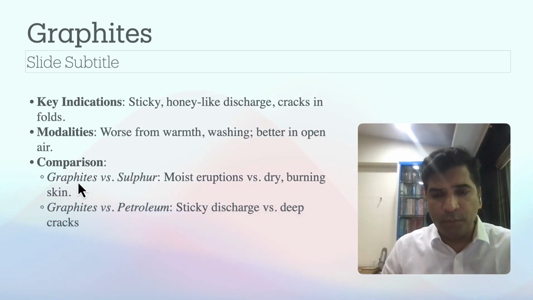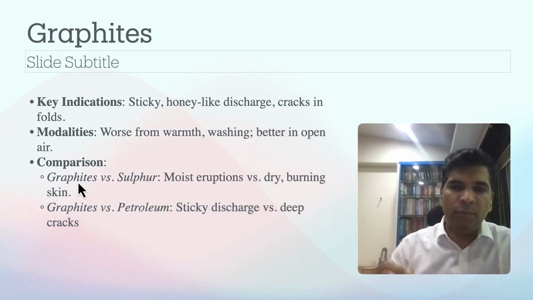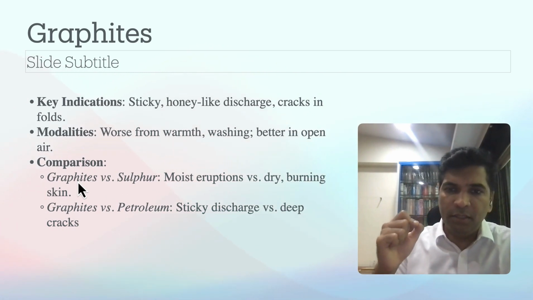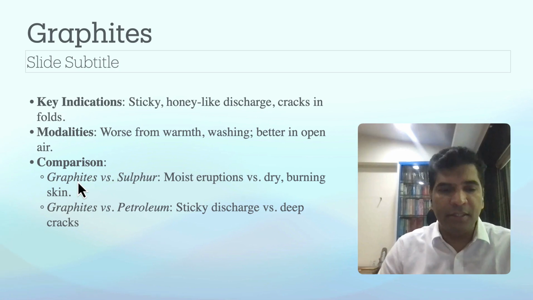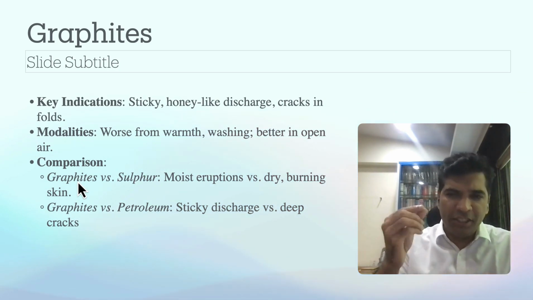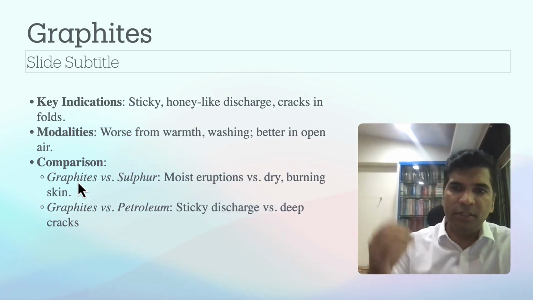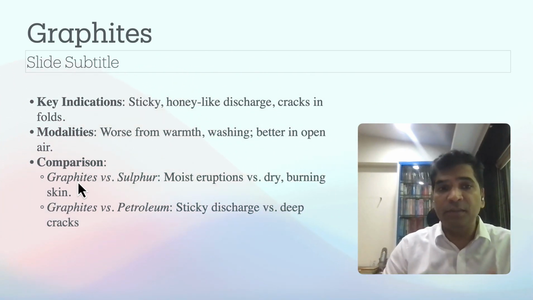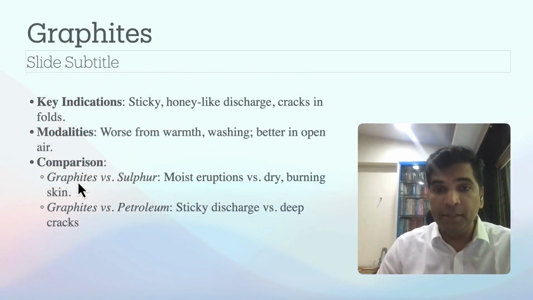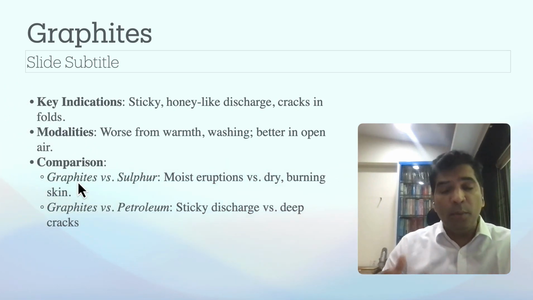Our most popular, most successful, and the most commonly effective medicine for seborrheic dermatitis is Graphites. Sticky honey-like discharge, cracks in folds. The most specific thing is honey-like discharge, sticky discharge. It is caramel looking or deep brown looking discharge that happens. Worse from warmth, washing, and better in open air.